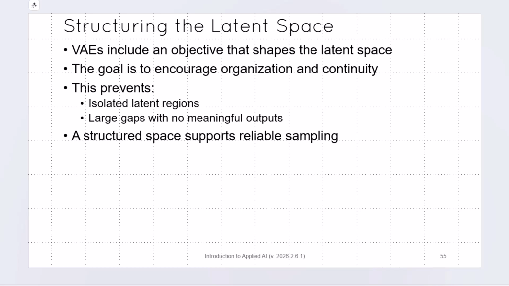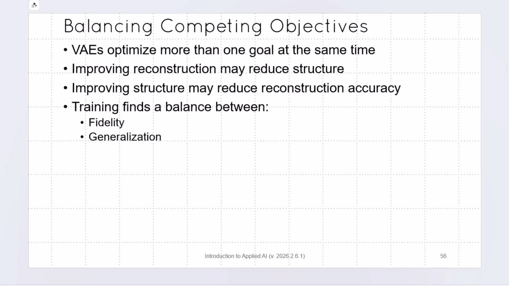So what about structuring the latent space? Well, VAEs include an objective that shapes the latent space. The goal is to encourage organization and continuity. This prevents isolated latent regions and large gaps with no meaningful outputs. A structured space supports reliable sampling.